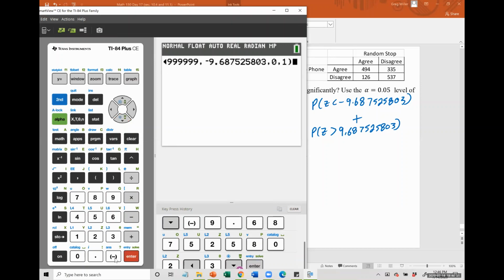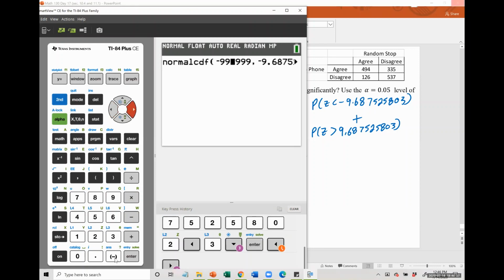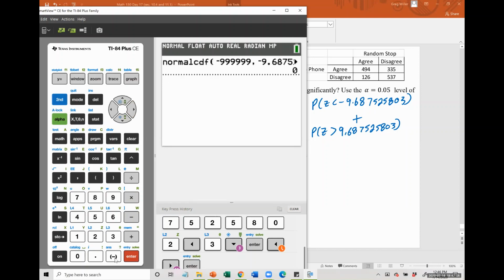Push enter. And again, if your calculator doesn't have the lower and upper, it's going to say normal CDF, and you're going to type in negative 99999, comma, negative 9.68, whatever. You don't have to type in the 01, but don't forget to put the commas. And then enter. And we got 0. Like I said, we're probably going to get 0 because this number is huge. If you look at the Z table, there's no numbers like 9. The Z table goes up to 3 or so, so if it's much past that, we're going to get 0. So it's not too much of a shock we got 0.